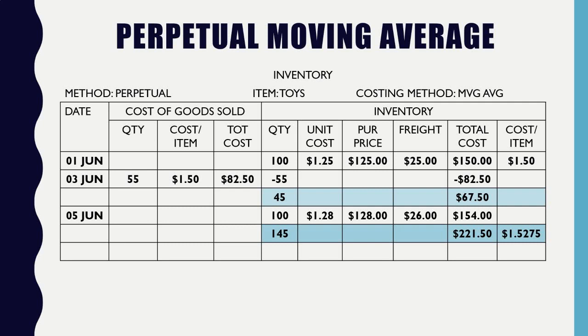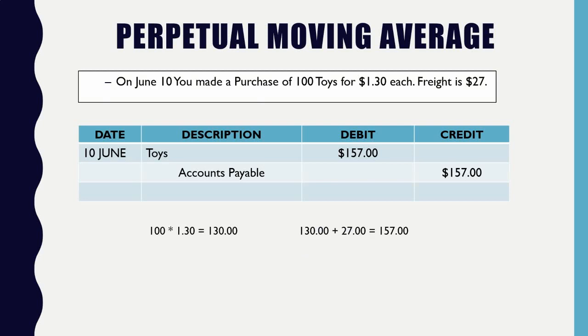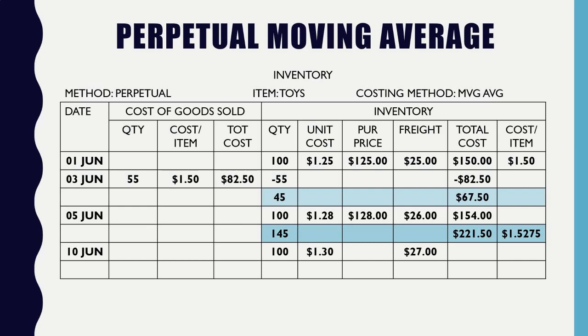So then, if you ever sell my items, then I have to use the average cost per item. Okay, so in this case, much easier. So then what happens when I add an additional 100 toys at $1.30 with a freight of 27? Well, same thing. You're going to plug it in here. You're going to get your totals here and here.